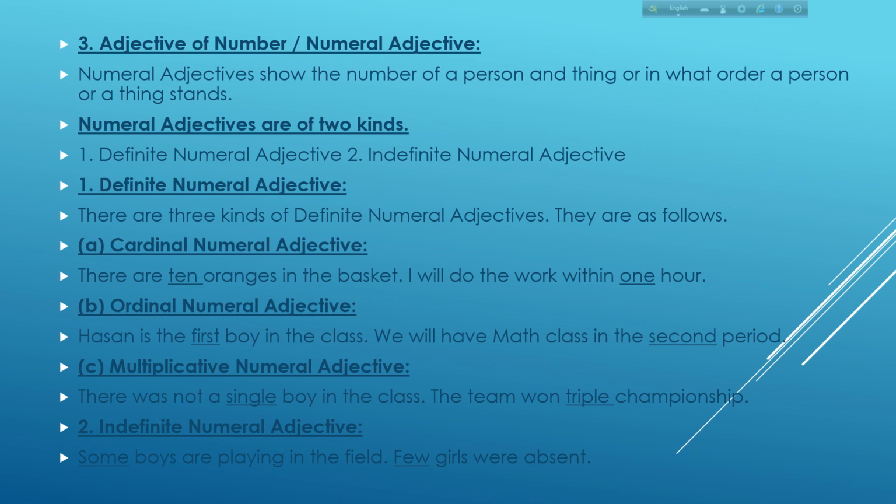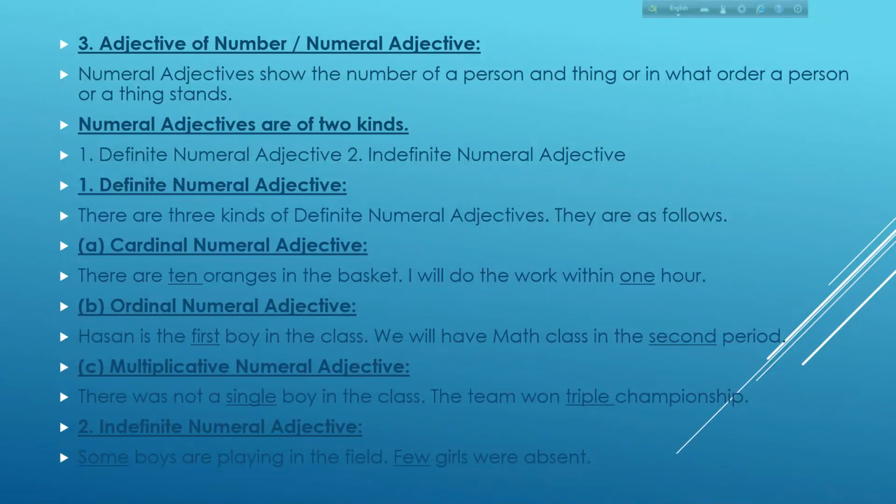Example, there are 10 oranges in the bag here, 10. I will do the work within 1 hour. 1, 2, 3, 4. These are cardinal numbers. Ordinal: first, second, third. Hassan is the first boy in the class. First. We will have math class in the second period. Second are ordinal numbers here. Multiplicative numerals are single, double, triple this way. There was not a single boy in the class. Single. The team won triple championship.